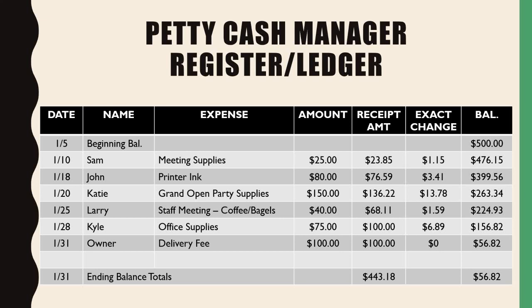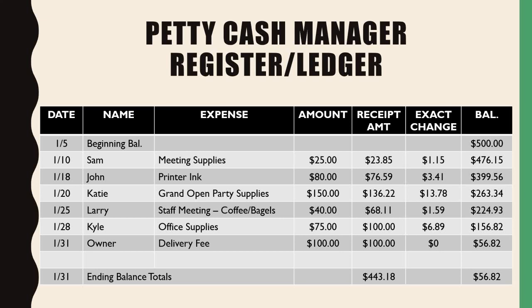So here's an example of the petty cash register, or ledger. This is someone who kept track of the minor expenses. Let's say you began the petty cash drawer with $500. Then Sam came in to buy meeting supplies and borrowed $25, and gave back a $23.85 receipt with exact change of $1.15. So if you want, you can do the accounting on the side to see how much money you actually have left over in the petty cash drawer.